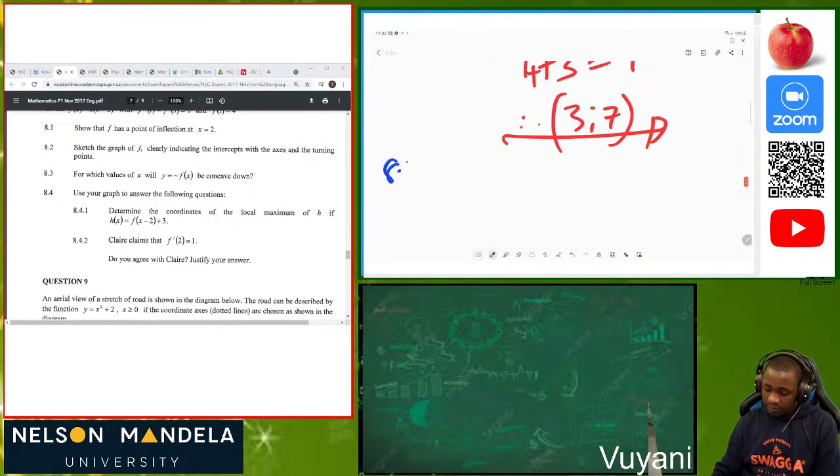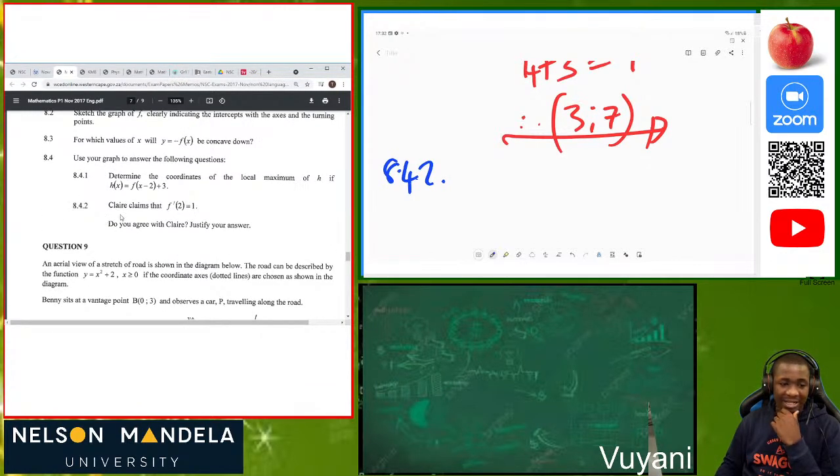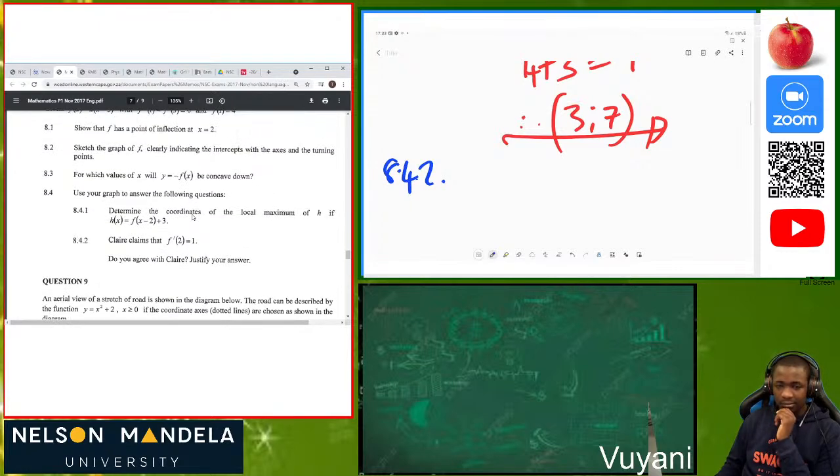Let's go to 8.4.2, guys. Now on 8.4.2, they are saying Clara claims that f prime of 2 is equivalent to 1. Do you agree with Clara? Just fire your answer. f prime of 2 is equal to 1. Now, me, I won't agree.